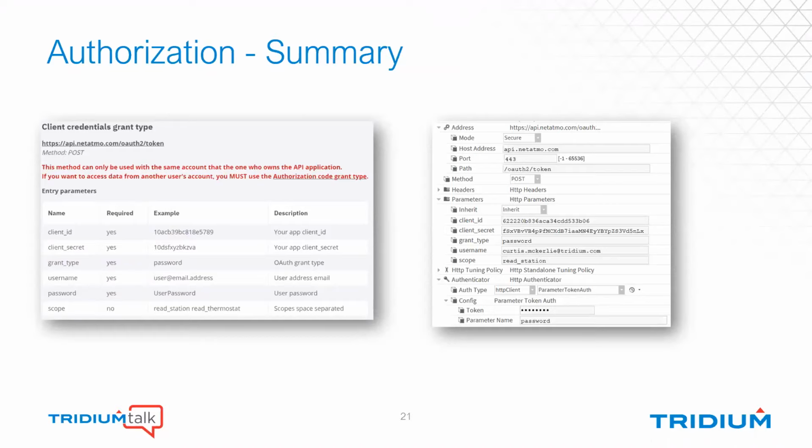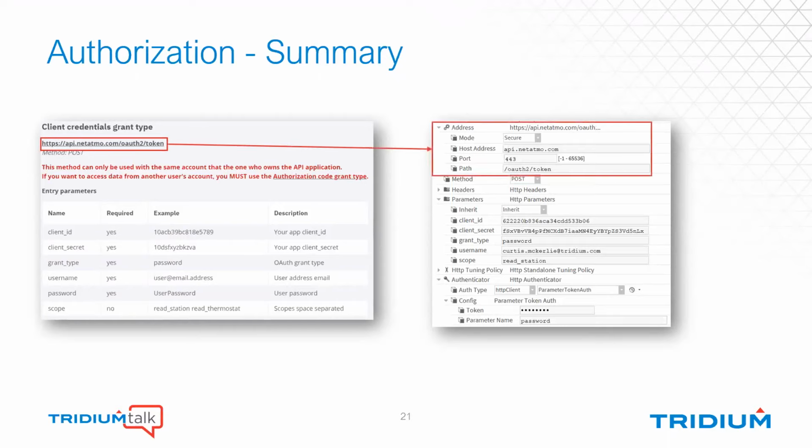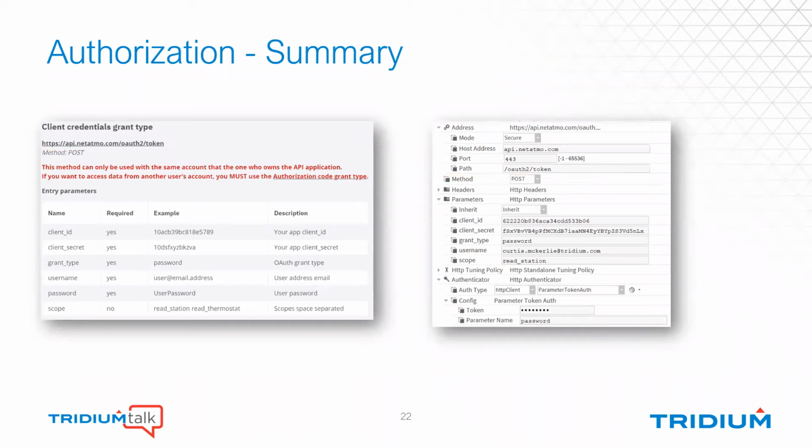So just to give a bit of a summary of what we've actually achieved there. On the left-hand side, as you can see, is the snapshot from the website, and on the right-hand side is our snapshot from the property sheet. So obviously HTTPS and the URL there relates to the address on the right-hand side. The mode is secure, which is HTTPS. You can have insecure if you wish. The host address, the port number, which is typically 443, but obviously we give you the option to change it. And then we've got the path, which is the end part of the URL.